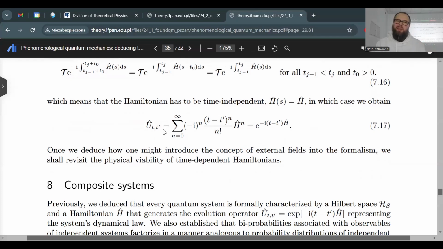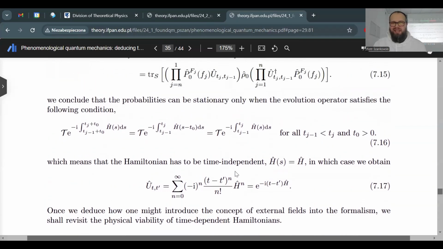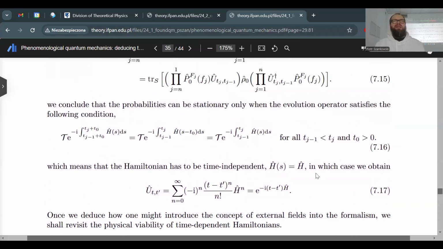And in that case, the propagator simplifies tremendously because time ordering is no longer needed. So it's just a standard exponent, which is also the result we expect from standard quantum mechanics, and we managed to recover it here. And now the question is, are time-dependent Hamiltonians viable? Are there physical scenarios where they would come in to generate evolution and describe the dynamics in our system? Well, we will figure this out after the break.